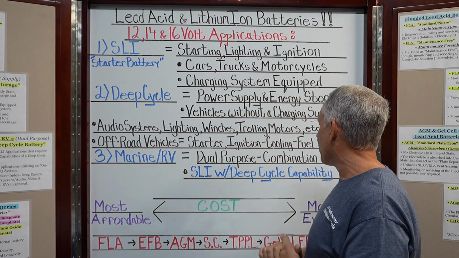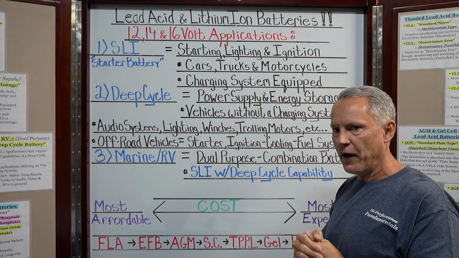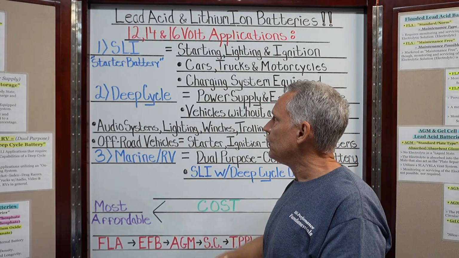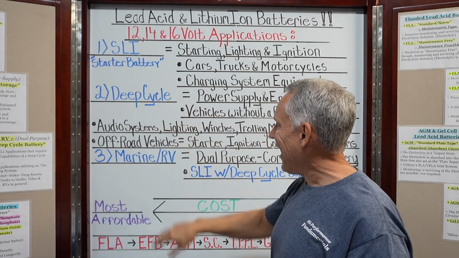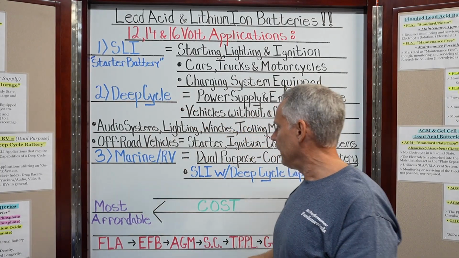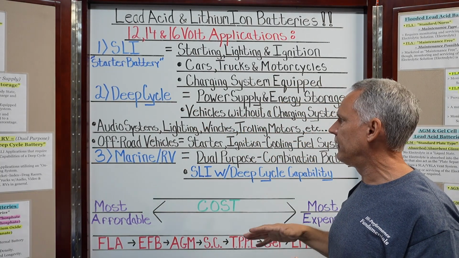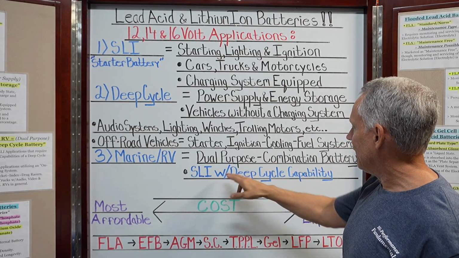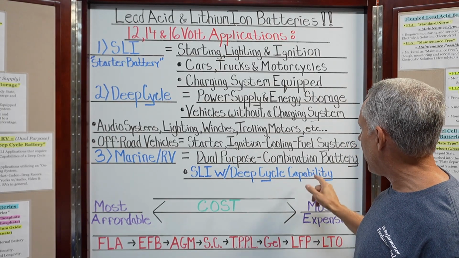And then let's move on to the marine RV battery. A marine RV battery is really what they call a dual-purpose battery. It's a combination battery. It is literally designed to be a starter battery and a deep cycle battery. It is designed to tolerate both applications. So a dual-purpose combination battery is an SLI with deep cycle capability.